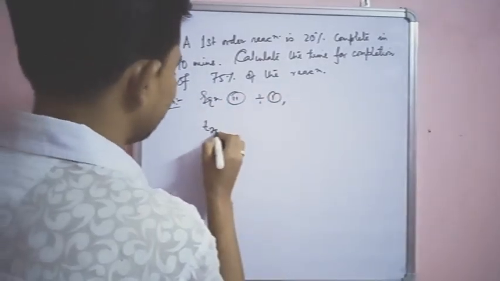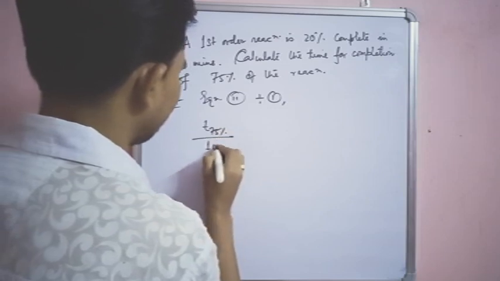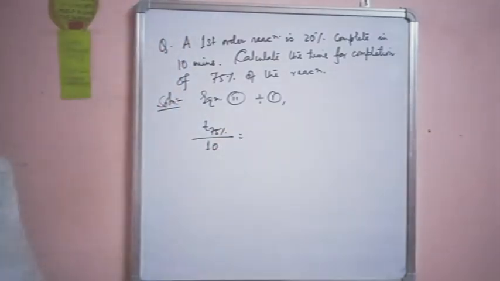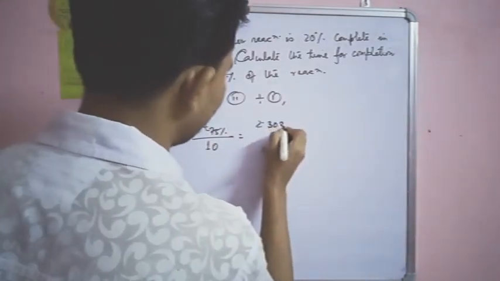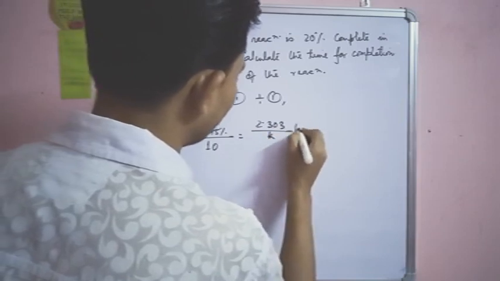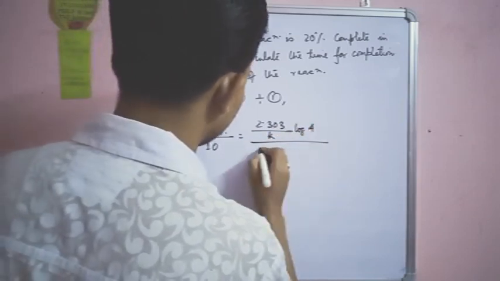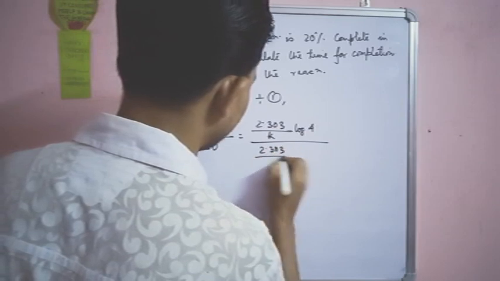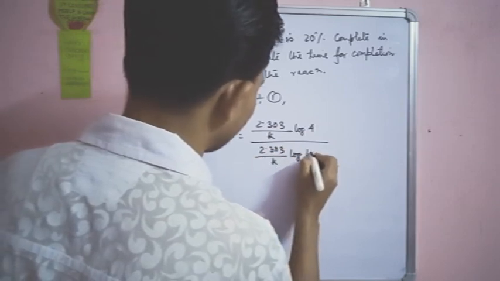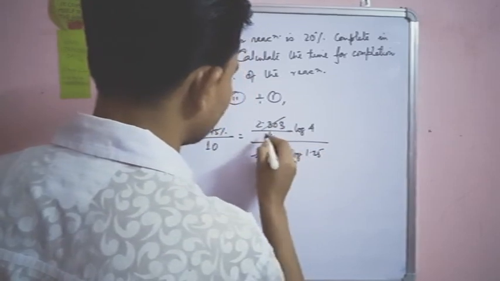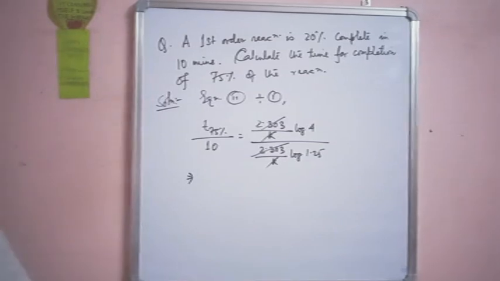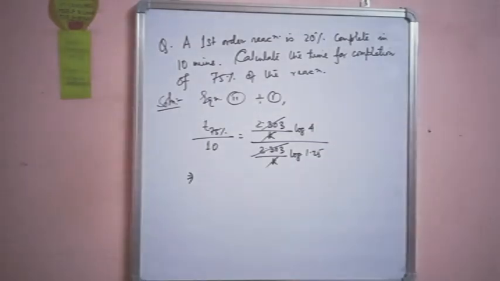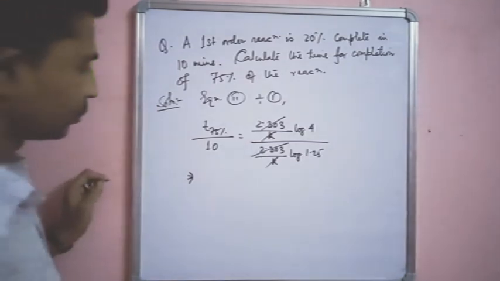So t 75% divided by 10 is equal to 2.303 by k log 4 divided by 2.303 by k log of 1.25. So this portion cancels out. Okay. So which implies we get t 75% is equal to log 4 and log 1.25.